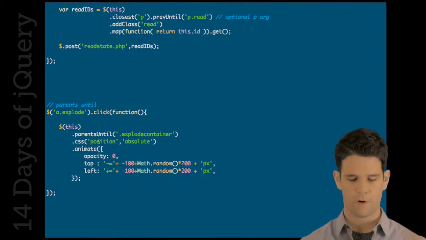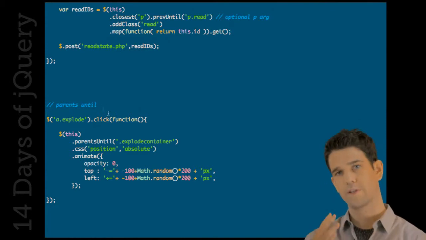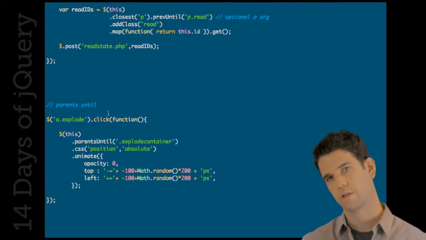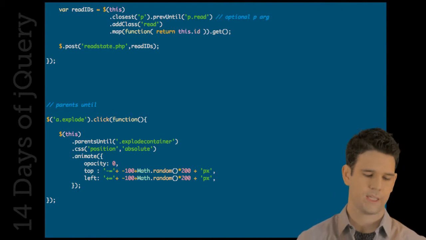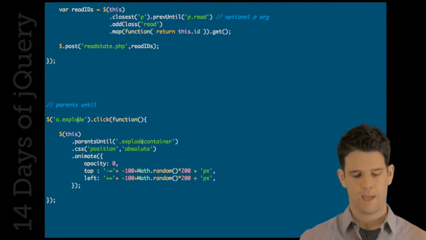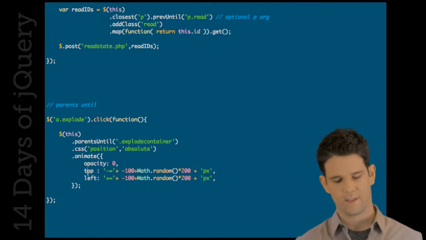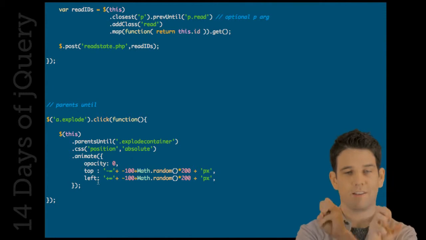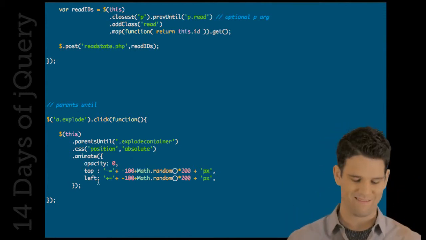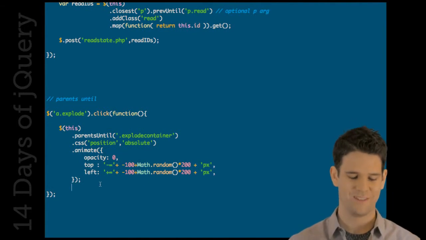So we have a little bit more power in our traversal. Parents until, similar. We're just going to traverse up the parent chain up until we hit a certain selector. When we click on this explode link, we're going to traverse up until we hit this container, and then we're going to set them all to position absolute, and then animate the top and left in some random fashion, and it's all just going to explode, I think. I haven't tested it, but I'm pretty sure it'll explode.